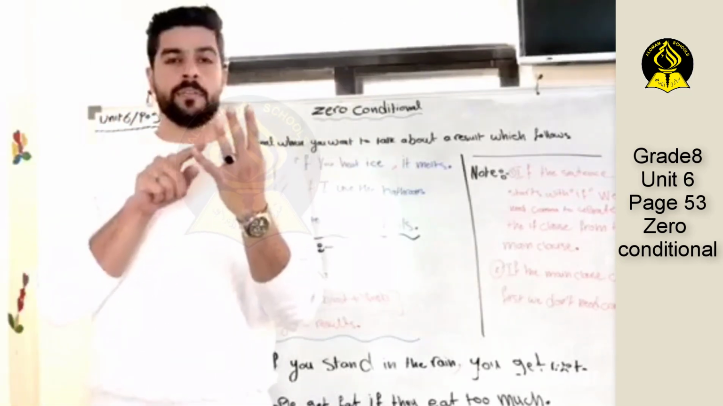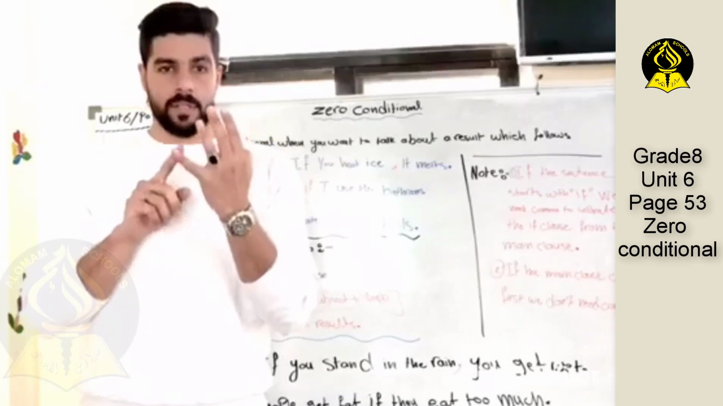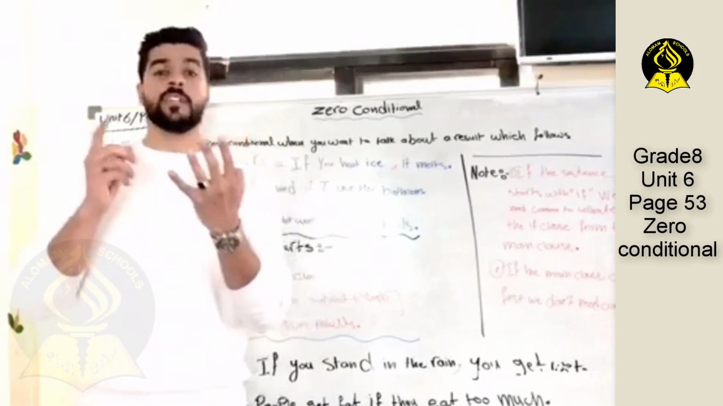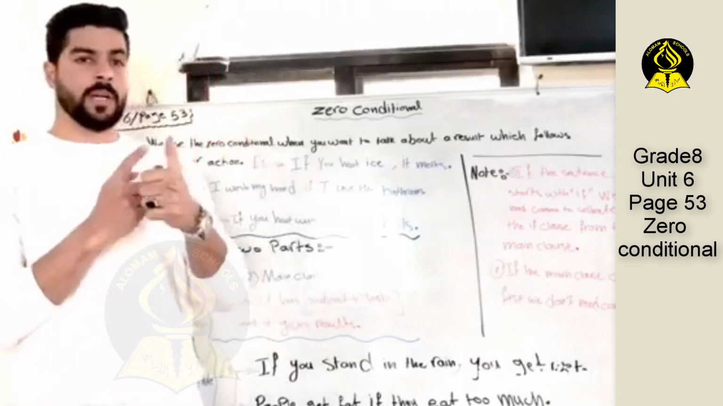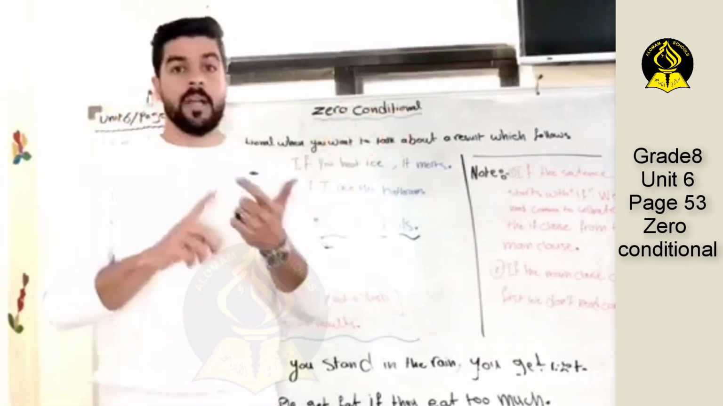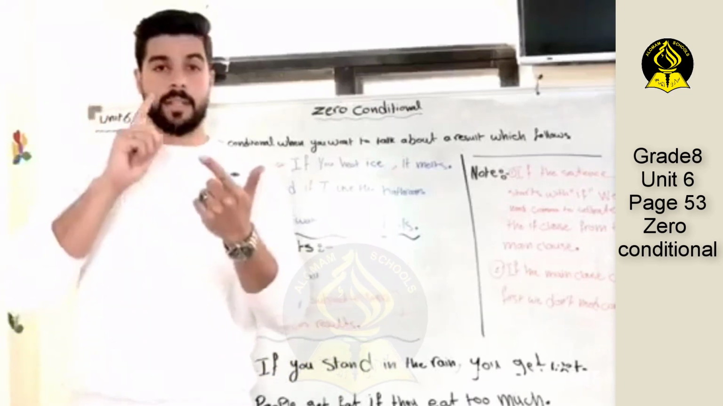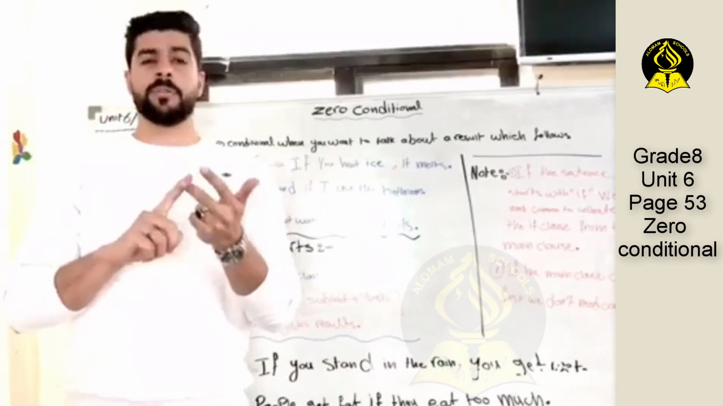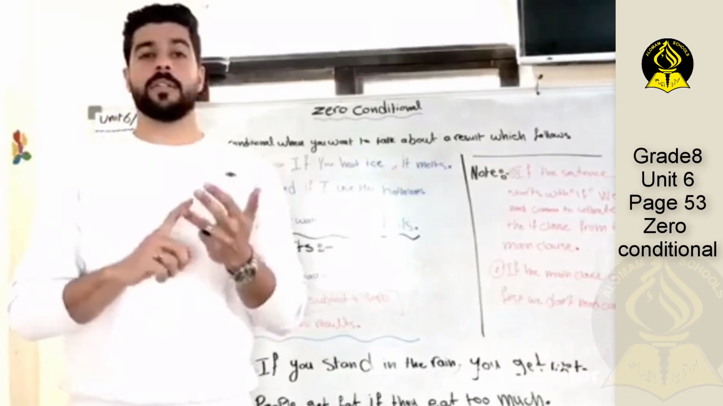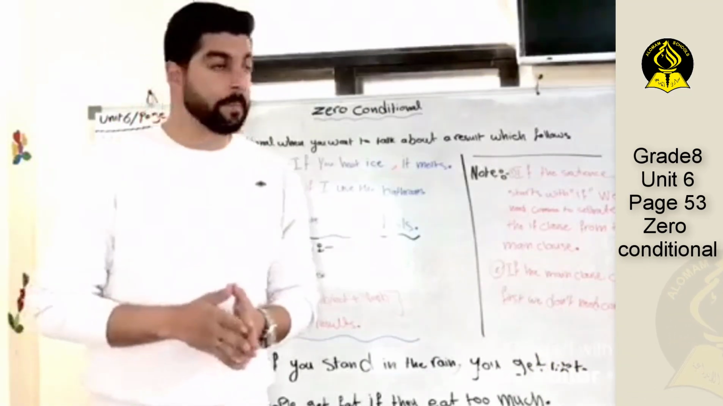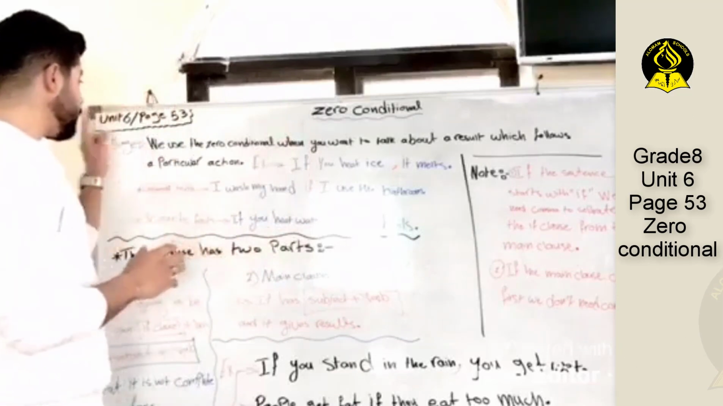Look, we have 4 types of conditional sentences. The first one is zero conditional. The second one is the first conditional, and the third one is the second conditional, and the last one is the third conditional. Okay, let's start now.